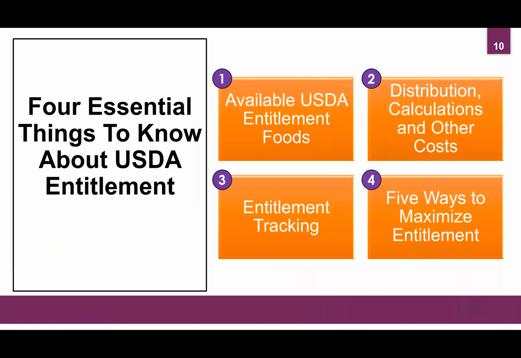So in using USDA entitlement, these are four essential things that you'll need to make sure that you know in order to make sure that you're getting the best benefit out of entitlement. So you need to know available USDA foods or entitlement foods that are available. Also, distribution, your calculations and other costs. So are you paying for storage? How long is it going to be in storage? Entitlement tracking. So when is the entitlement going to be allocated to you? And five ways to maximize your entitlement. We'll dive deeper into these in just a moment.